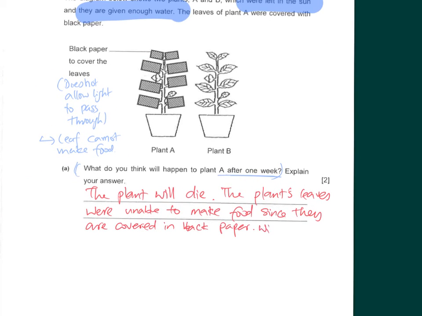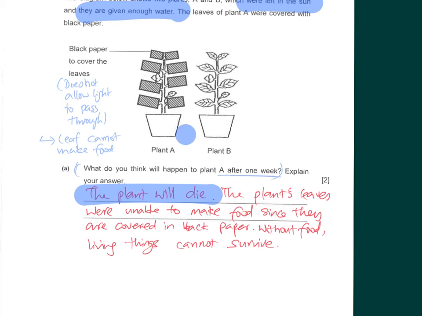So without food, living things cannot survive. So let's break down the answers into two parts here. The plant will die, alright, if you got this right, or the plant will wither, alright, you will get half the credit. Sorry, half the credit means 1 mark.